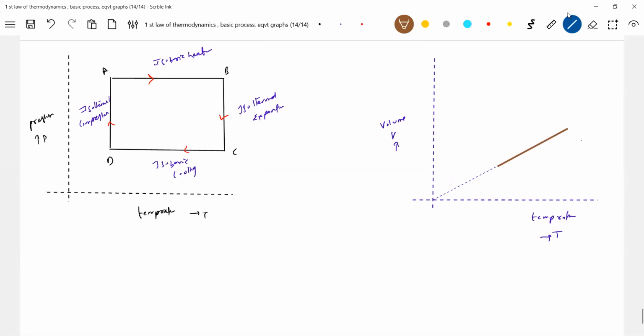Okay, no. So this is the path AB. I'll give the numbers. Path AB, then BC isothermal expansion: temperature constant, volume will increase. Next, what is path CD? Isobaric cooling. So again, a straight line passing through the origin. Bring it like this, and now bring the curve.